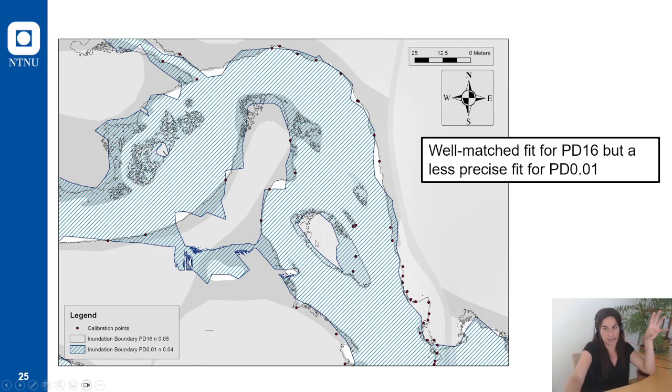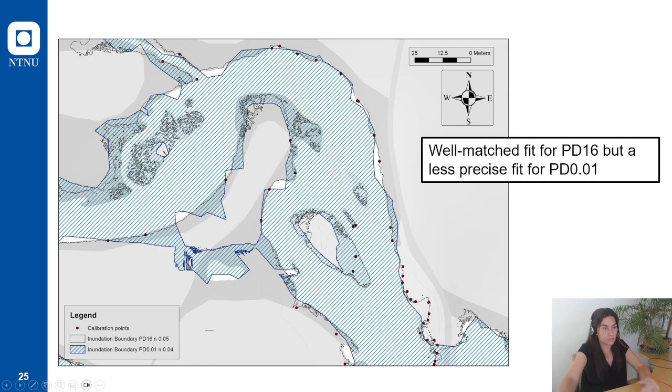These results are shown for PD16 and PD 0.01. Remember, 16 points per square meter and 1 point every 10 meters. And this is also after calibration. We have created each of the models and calibrated for different Manning numbers to make the best fit that we could to our calibration points.